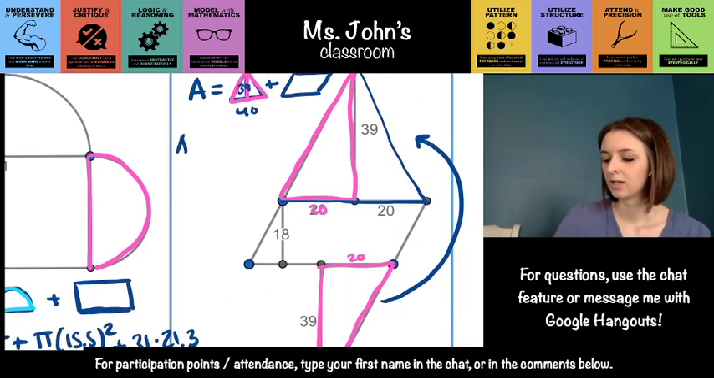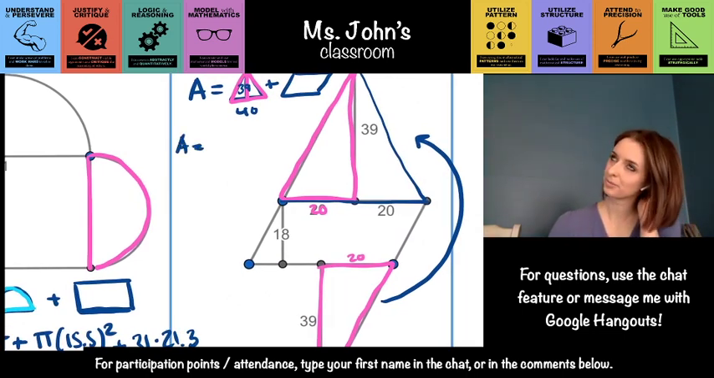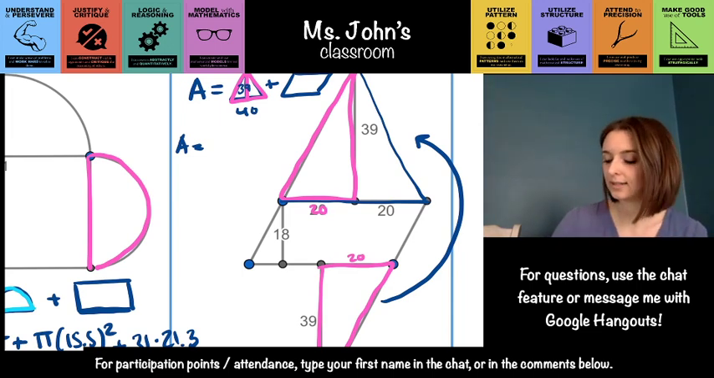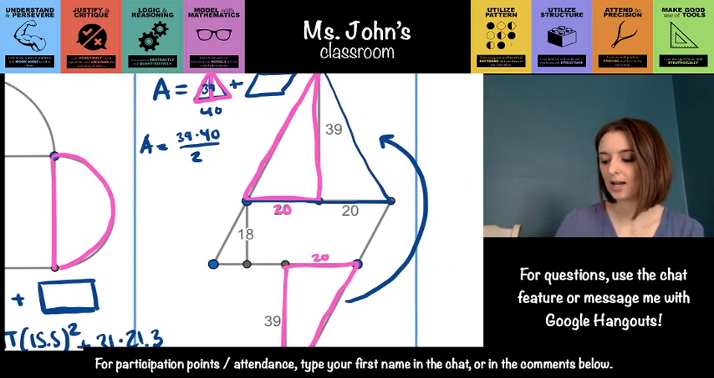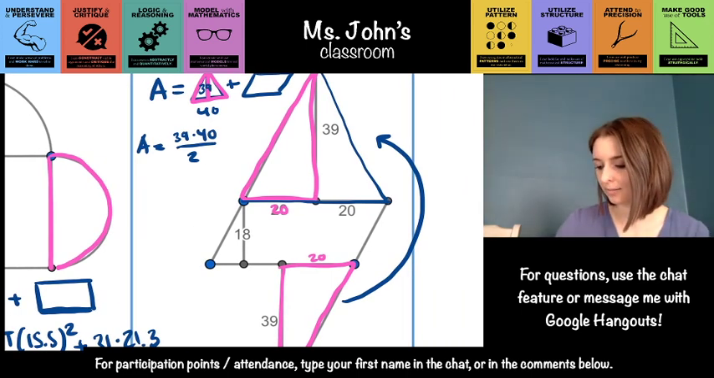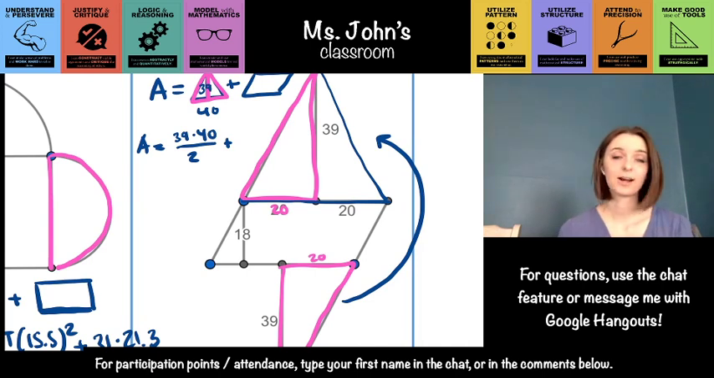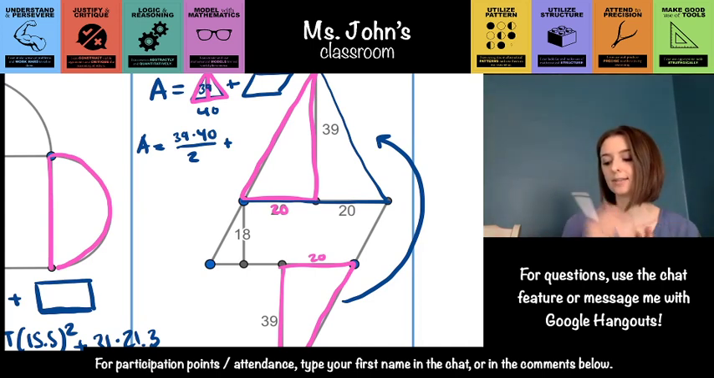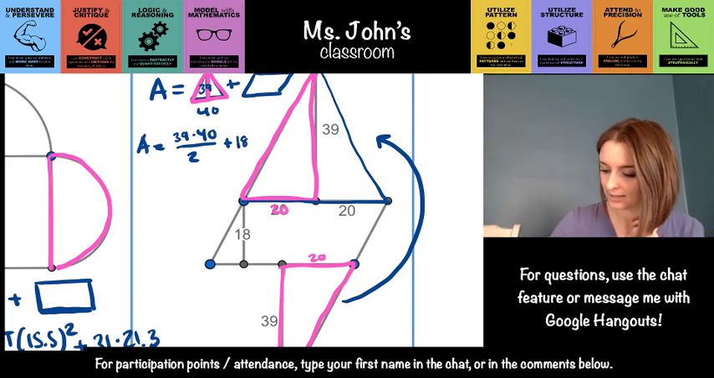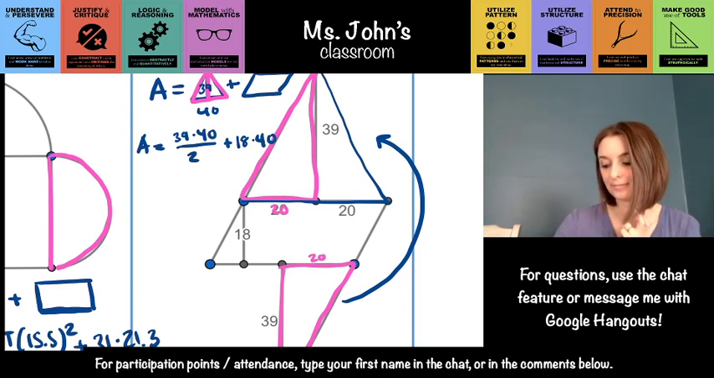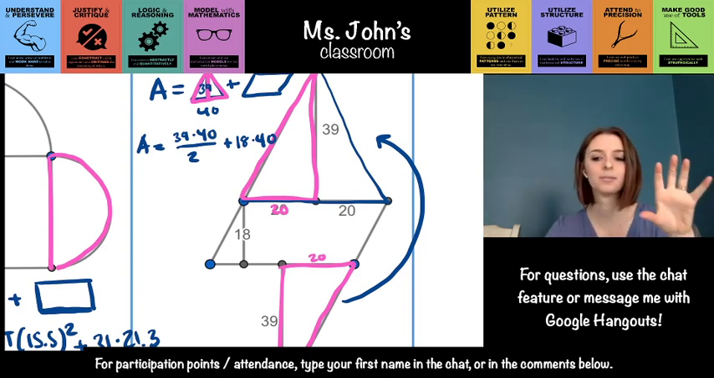So our formula, because the formula for a triangle was base times height divided by 2, we're going to do 39 times 40 divided by 2. And the area formula for a parallelogram, and I'm going to run out of room again, but parallelograms are just height times base, and the height of that parallelogram is 18, and the base is 40. So we have 18 times 40, and that's it. We have our giant amalgam triangle.